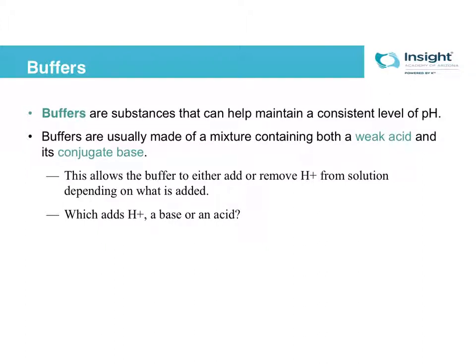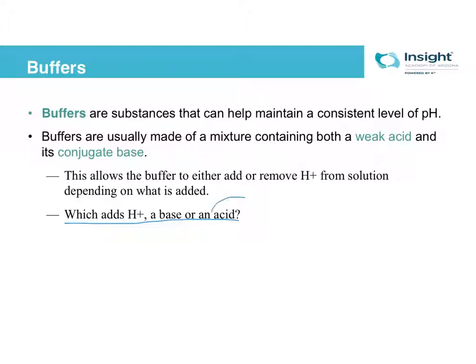Buffers are made out of a weak acid and a weak base, or essentially a weak acid and its conjugate base. So what that means is you've got your acid, all right, which, skipping down to this question down here, what adds the H+? What gives off the H+? Is it the acid or the base? Think back to your definitions. Arrhenius or Bronsted-Lowry will come in handy here.